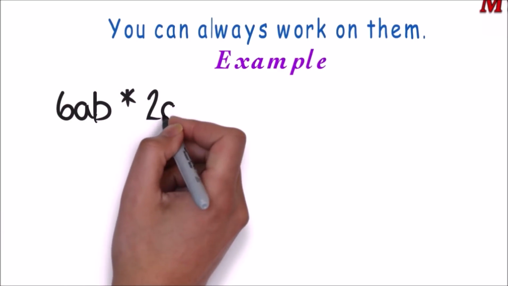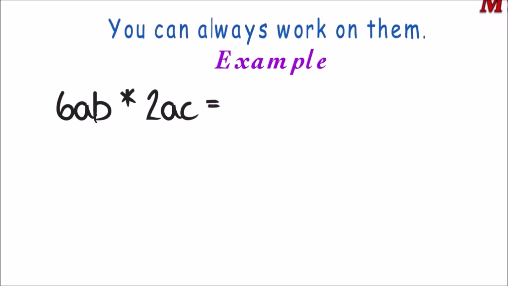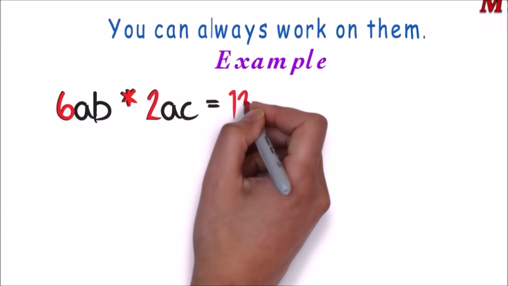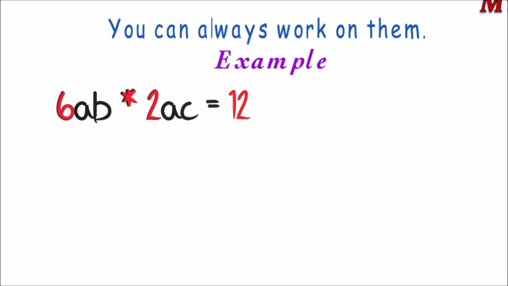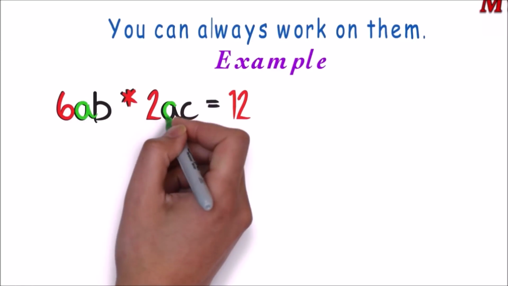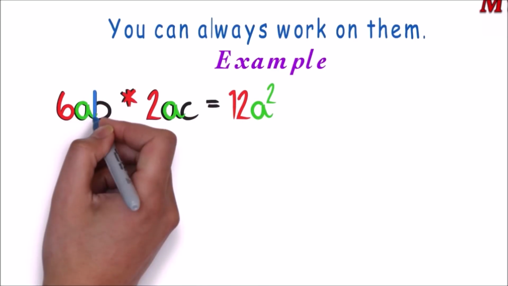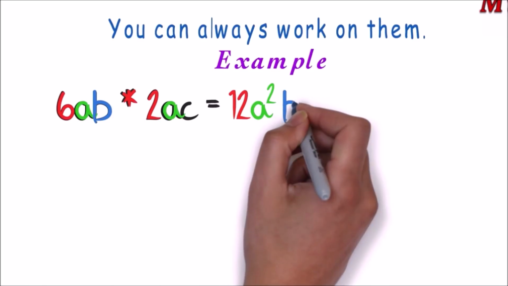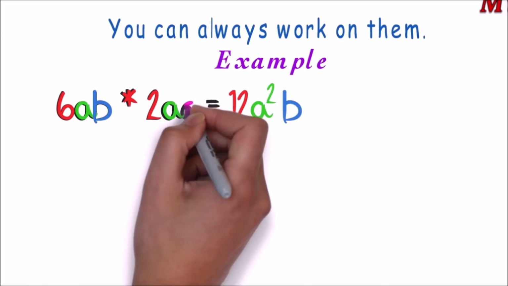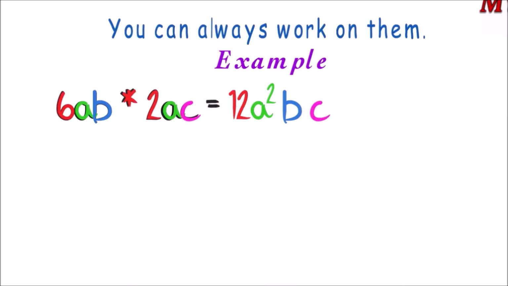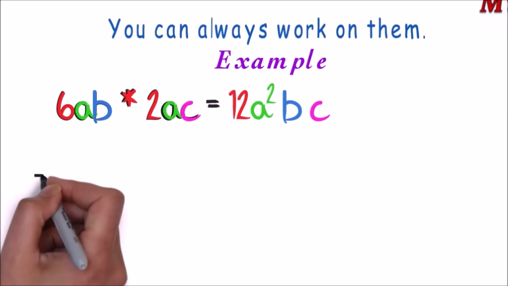Example, 6ab times 2ac. The first thing you'll do is multiply the numbers just like we did in basic math. Multiply the 6 and the 2 to get 12. Now for the letters. We just look at the number of occurrences. Here, we can see that there are two a's. So we have a exponent 2. There is just one b, so we have b here. And we also have one c. Easy, right? Let's try these.